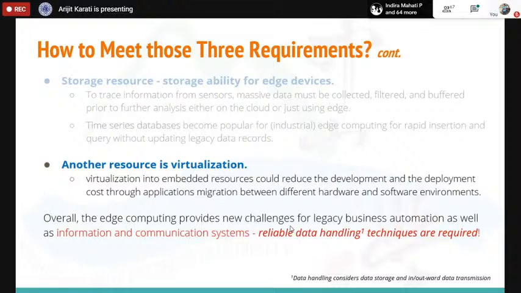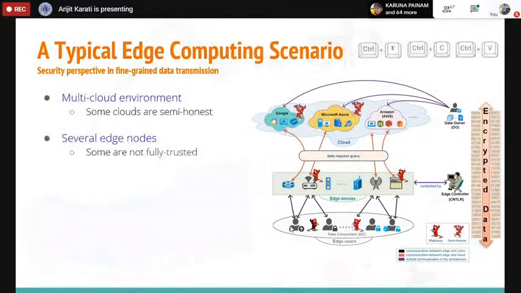So that's the basic introduction about edge computing. So let's see some practical scenarios.